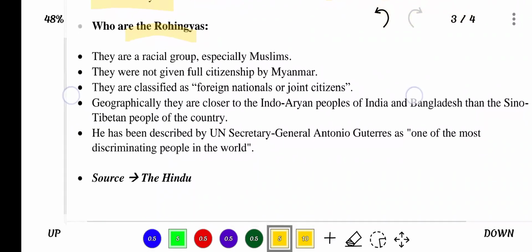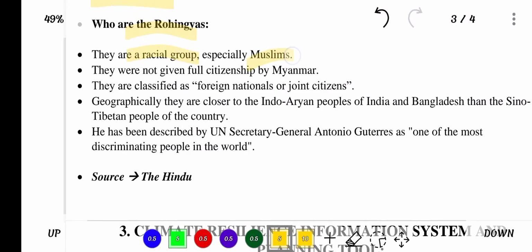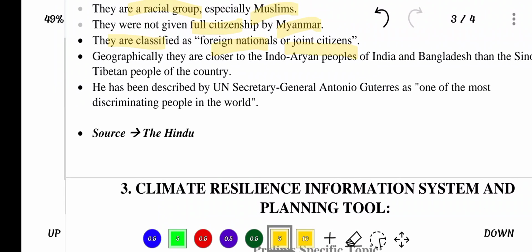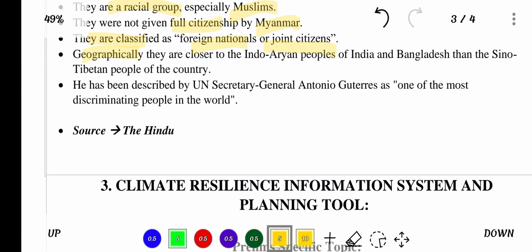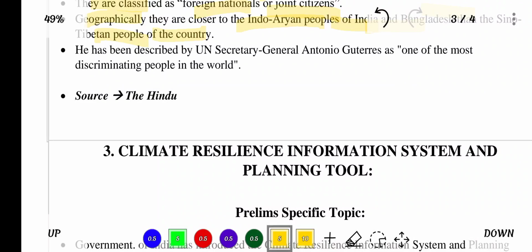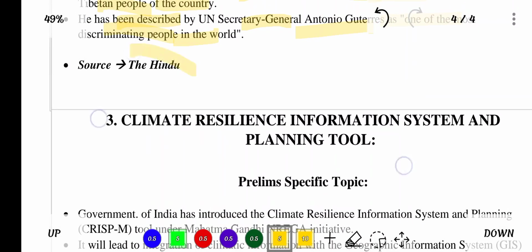Who are the Rohingyas? They are an ethnic group, especially Muslims. They were not given full citizenship of Myanmar. They are classified as foreign nationals or joint citizens. Geographically, they are closer to the Indo-Aryan people of India and Bangladesh than the Sino-Tibetan people of the country. They have been described by UN Secretary General Antonio Guterres as one of the most discriminated people in the world. Source of this news is The Hindu.